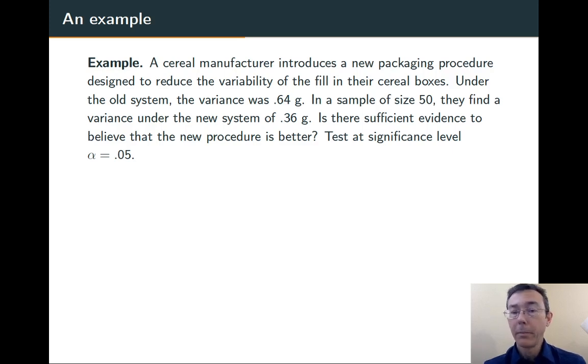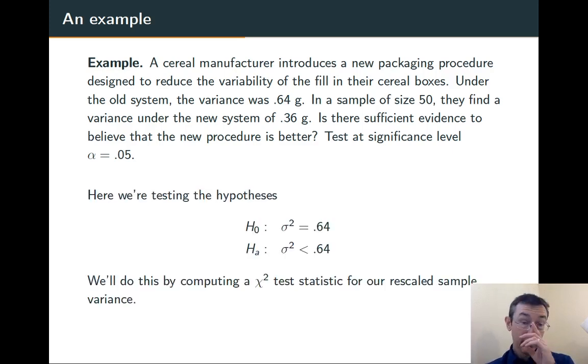This is a pretty typical example. A cereal manufacturer has a procedure where they know they have a certain variability in the fill of their cereal boxes. They want to reduce it. Under the old system, they knew the variance was 0.64 grams. Under the new system, they just have a sample size 50, and they have found a sample variance of 0.36 grams, so less. Is that difference statistically significant? We'll test at significance level alpha equals 0.05.